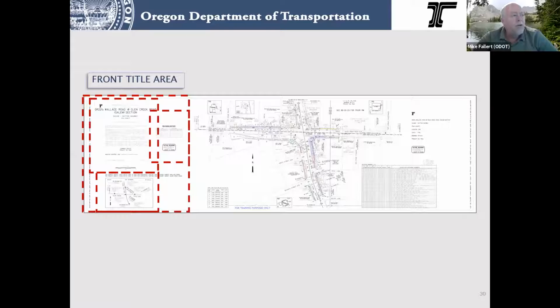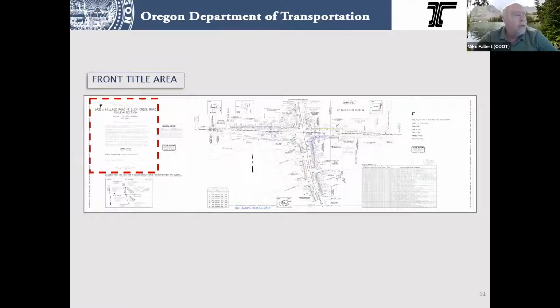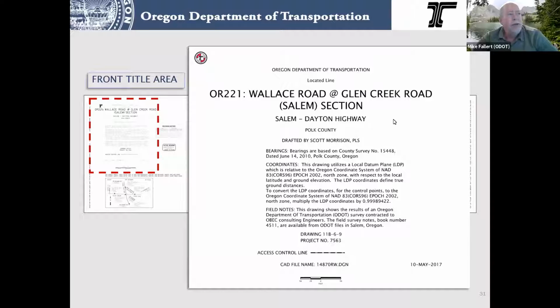The front title area is broken into sections. So here we have, of course, us. Each project has a name. Typically, it has to do with the nearest crossroad or something like that, the highway number, ODOT's highway number. This is a unique project just for this map and this project that's going on. That's the Salem section of the Salem-Dayton Highway. So it's that piece of that highway.